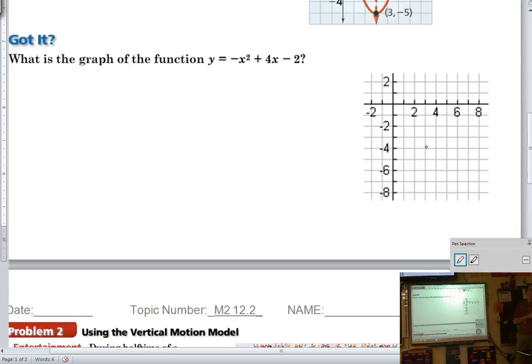So I want you guys, on your own, first find the axis of symmetry. I know you wouldn't have to, but let's utilize that skill. So write down your formula: x equals negative b over 2a. By the way, this negative b over 2a, does that remind you of anything?